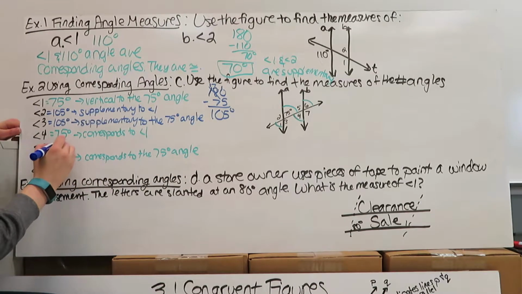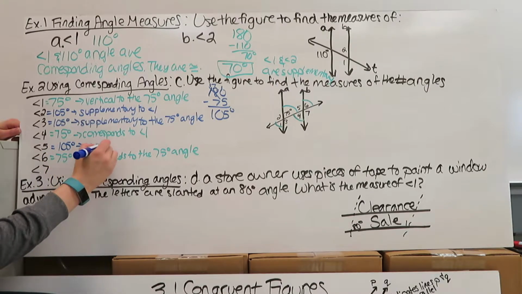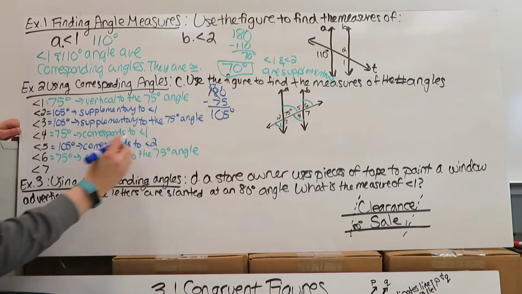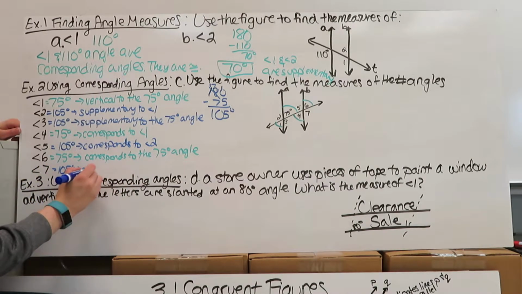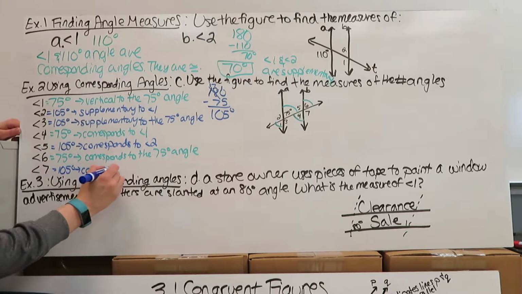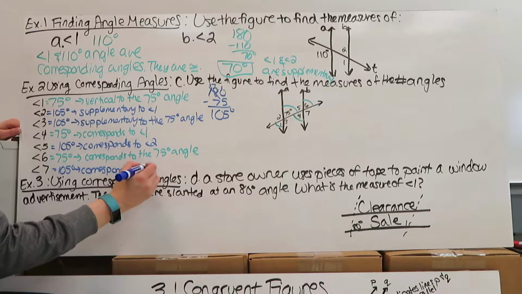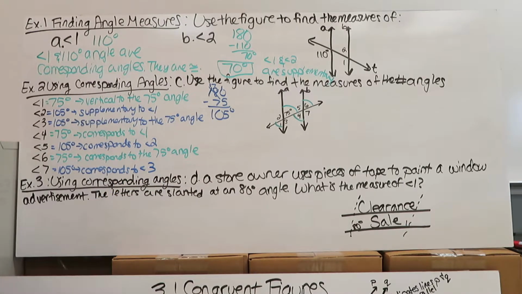Angle 5 is 105 degrees. It corresponds to angle 2. And then angle 7 is 105 degrees. That corresponds to angle 3. Great. All right, example 3, using corresponding angles.